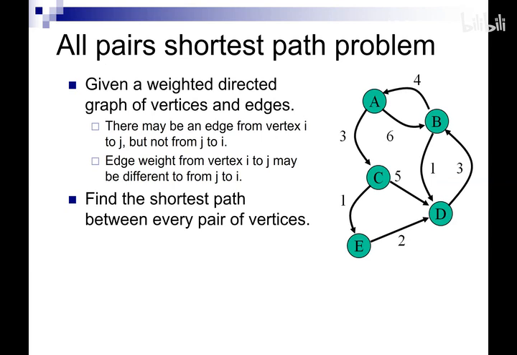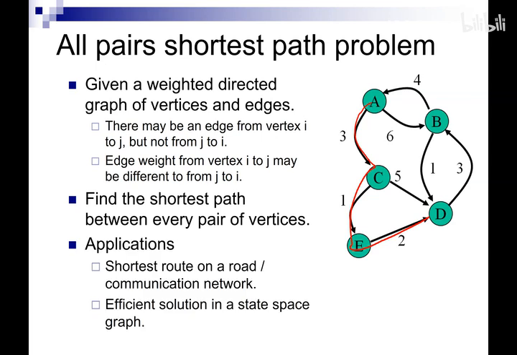For example, consider the shortest path from node A to D. You could go from A to C to D, and that's got a path of length 8. Or you can go from A to B to D, and that's got length 7. Oh, there's an even better one: you can go from A to C to E to D, and that has a length of 6. So the shortest path is actually from A to C to E to D. And then you want to find the shortest path between every pair of nodes.